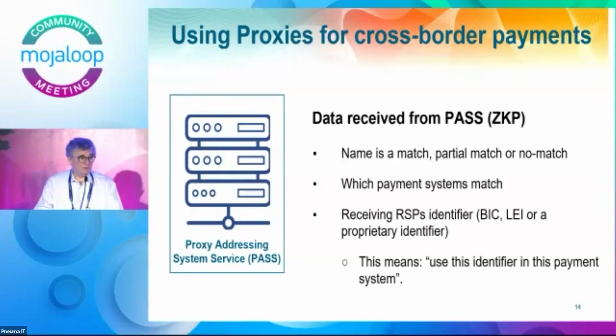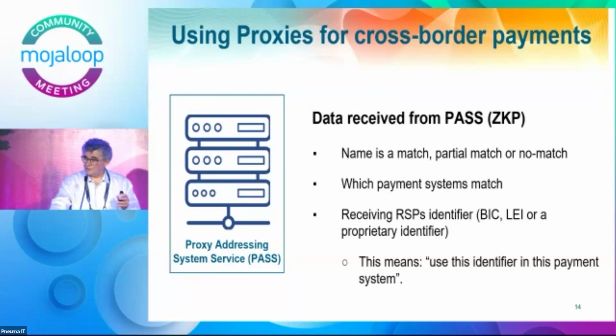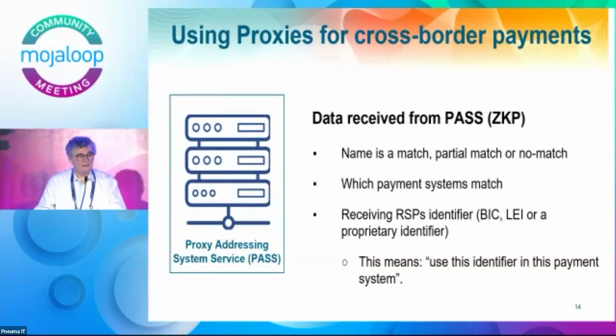Typically, this will be a probability value between 0 and 1. Which payment systems it matches, and the receiving PSP's identifier, which will be a way of saying, if you want to use this payment system, this is the identifier that the DFSP goes under in this payment system, because it's perfectly possible that in different payment systems, the same DFSP will have a different identifying code. So if we return multiple payment systems, for each payment system, we need to return the identifier which that DFSP uses in that payment system.